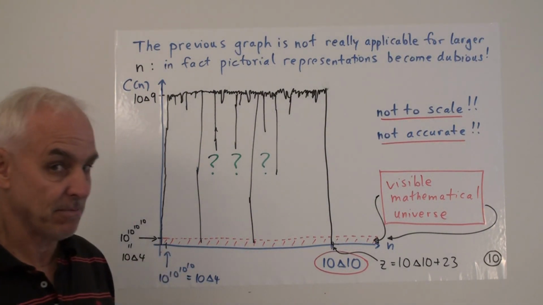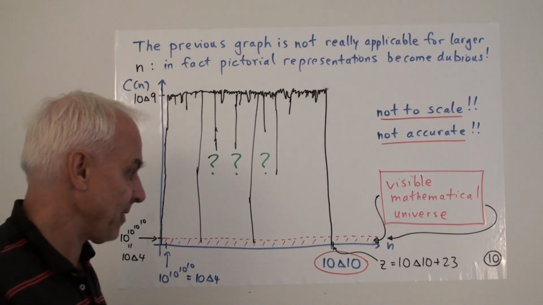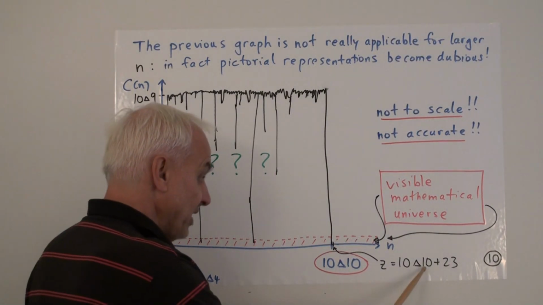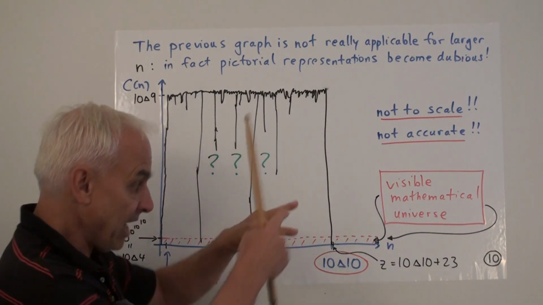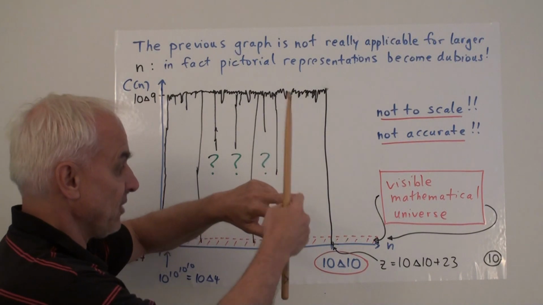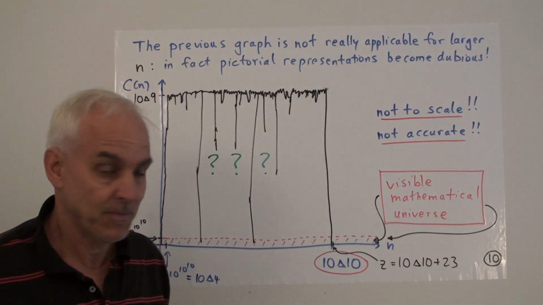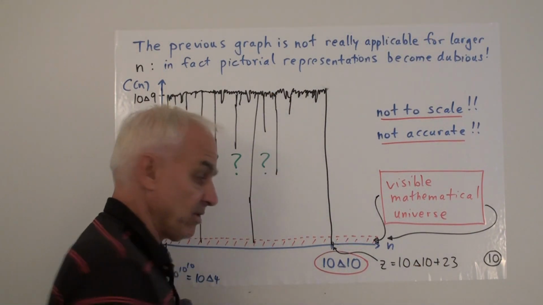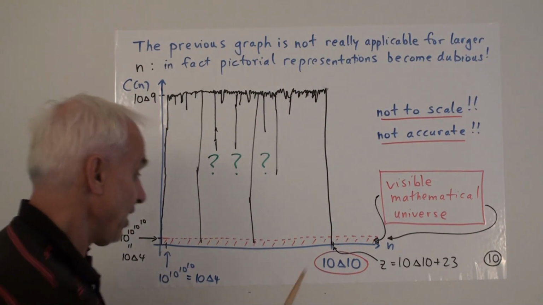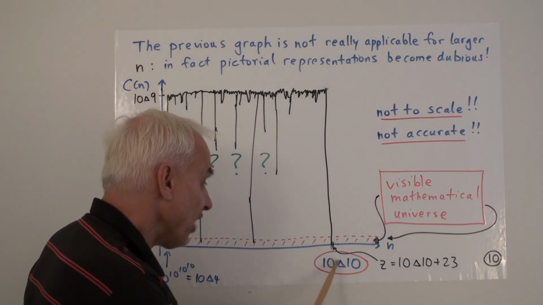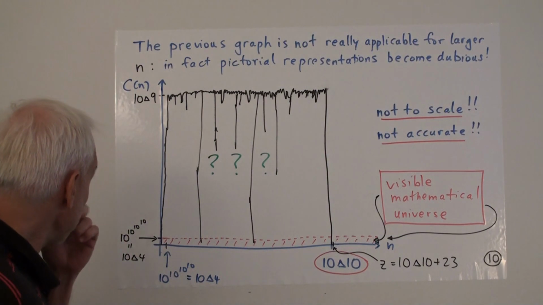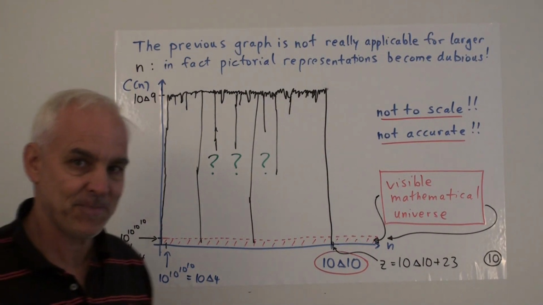10 triangle 10 is much bigger than 10 to the 10. I remind you that 10 triangle 10 is 10 to the 10 to the 10 to the 10 to the 10 to the 10 to the 10 to the 10 to the 10 to the 10. And if we add 23, we get that number z that I talked about occasionally. And so z will be just adjacent pretty well to 10 to the 10. Okay, what does this complexity look like now for this?